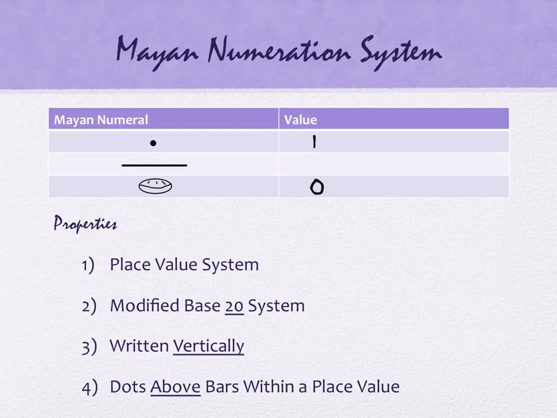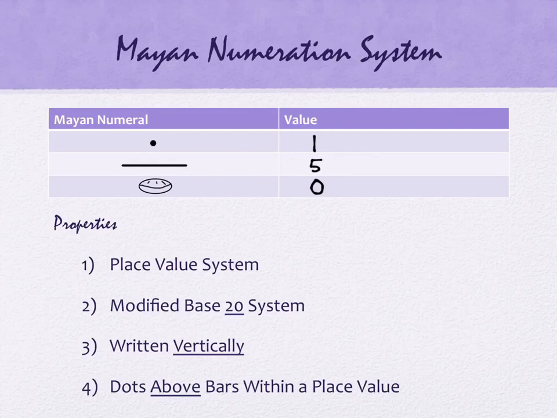The dot has the value of 1, and that vertical bar has the value of 5. They have a place value system as well. Their place value system is a modified base 20 system. I'll tell you what that means in a second.